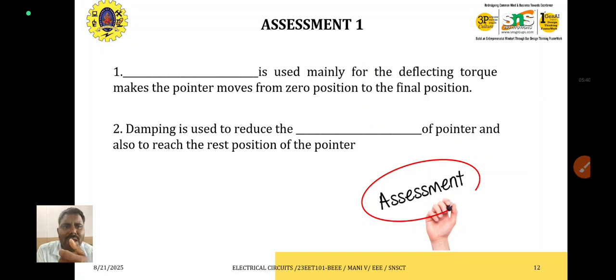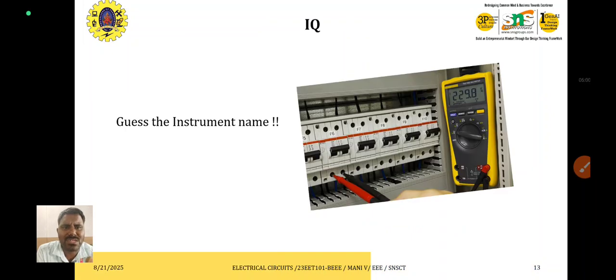The first one is used mainly for the deflecting torque, which makes the pointer move from the 0 position to the final position. And the second one, damping, is used to reduce the dash of the pointer and also to reach the rest position of the pointer. You can put the answer in the comment section.